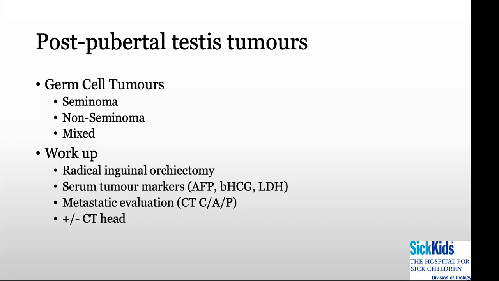So focusing primarily on germ cell tumors in post-pubertal patients, they can be broken down into seminomas, non-seminomas, or mixed tumors. The workup of a presumed post-pubertal testis tumor involves a radical inguinal orchiectomy, serum tumor markers, including all three of them, the AFP, beta-HCG, and LDH, as well as a metastatic evaluation with chest imaging by either chest X-ray or CT, and a CT abdomen and pelvis. Some patients may actually present with neurologic symptoms, in which case they should undergo a CT head to assess for CNS metastases, for example, which can occur in things like choriocarcinoma.